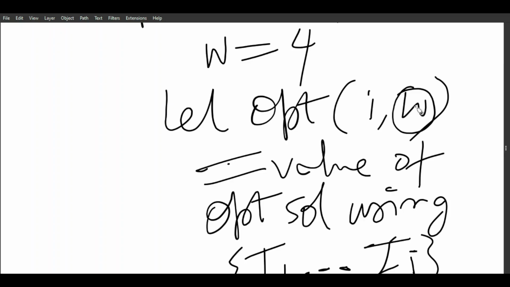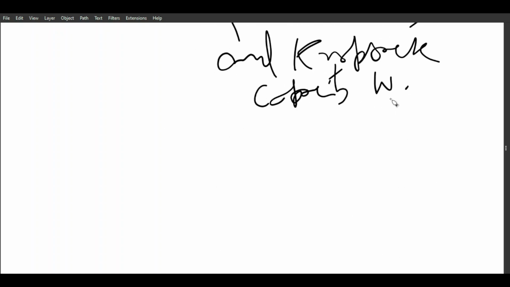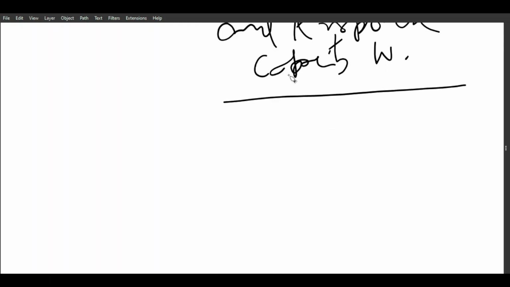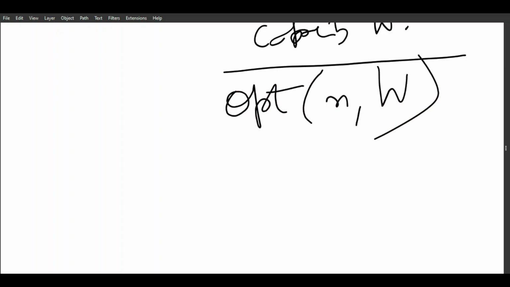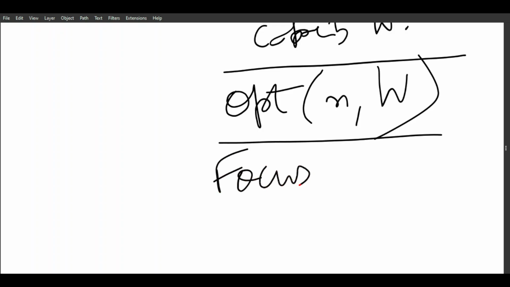So how is it done? First consider the last item. Again for simplicity, consider the original problem, then we'll generalize this to any general solution. So just consider this original problem opt n capital W. So now just focus on the last item n.